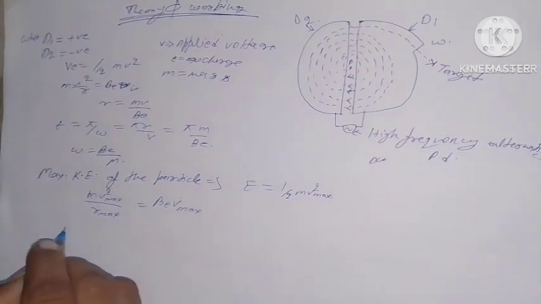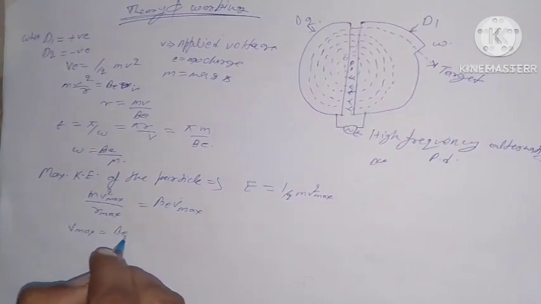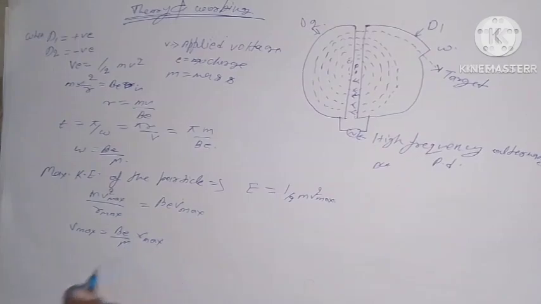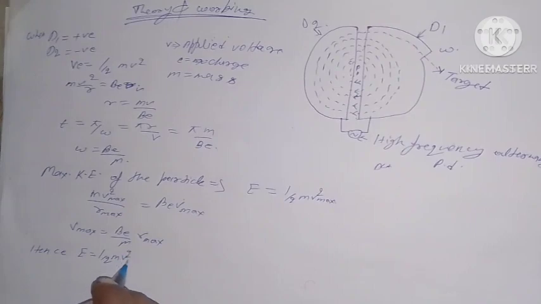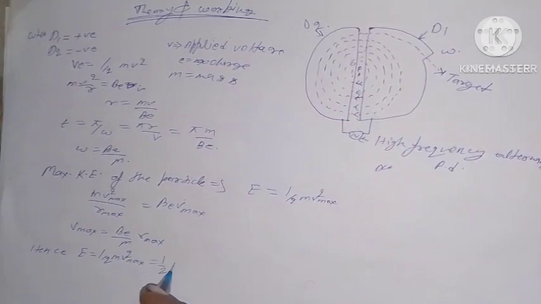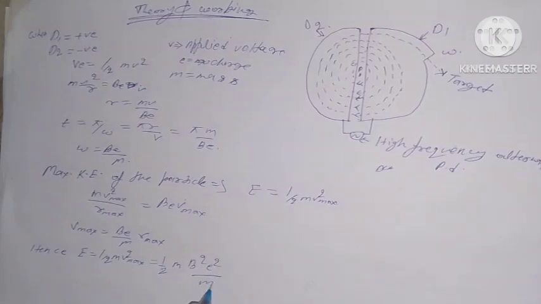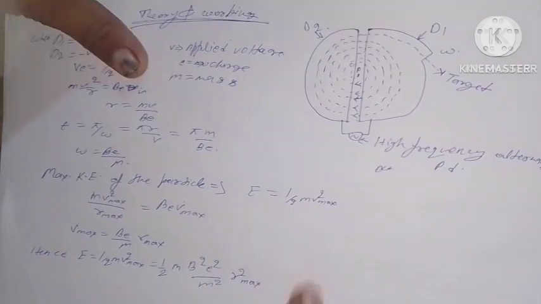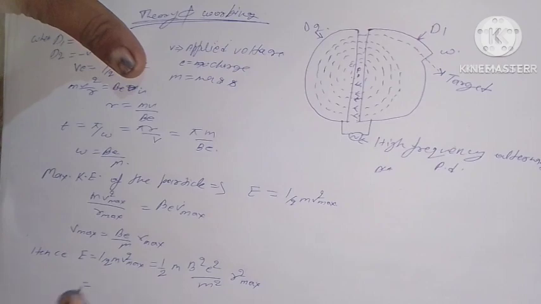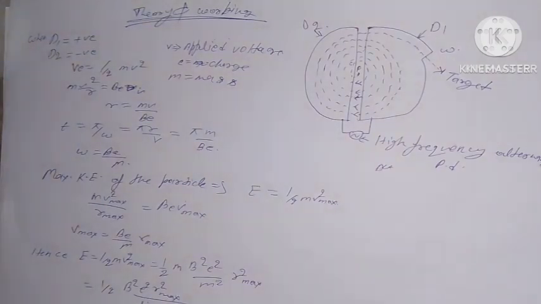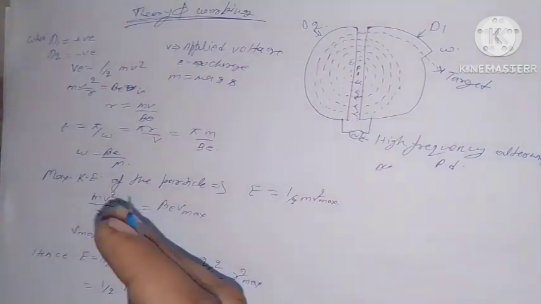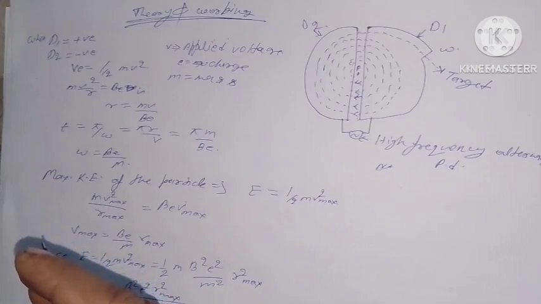Then v max equal to B e r max by m, and so E equal to 1 by 2 m v square max equal to 1 by 2 m B square e square r square max by m square, which is 1 by 2 B square e square r square max upon m.